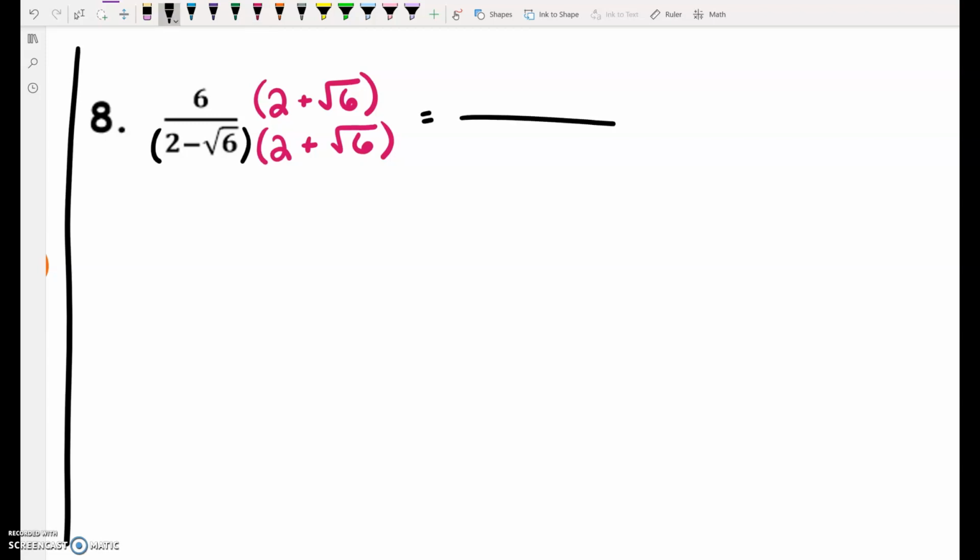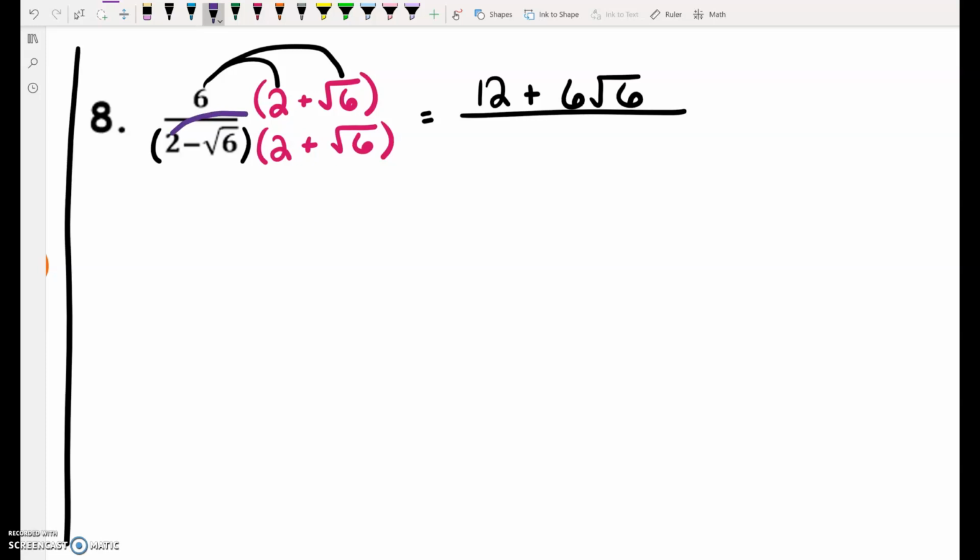On the top, we're just going to distribute. 6 times 2 is 12. 6 times the square root of 6 is 6 times the square root of 6. You just write those numbers next to each other. On the bottom, we double distribute. 2 times 2 is 4. 2 times the square root of 6 is 2 times the square root of 6.